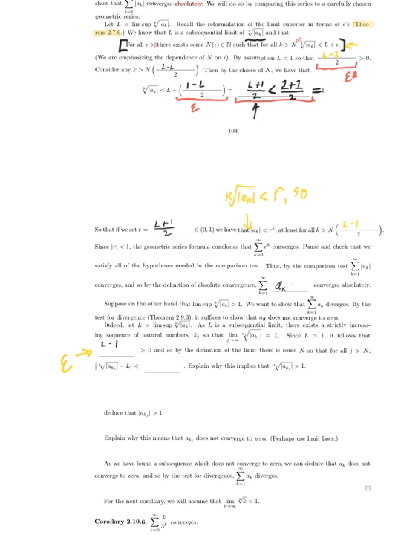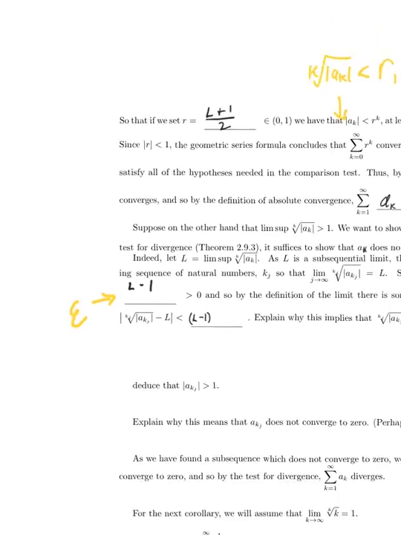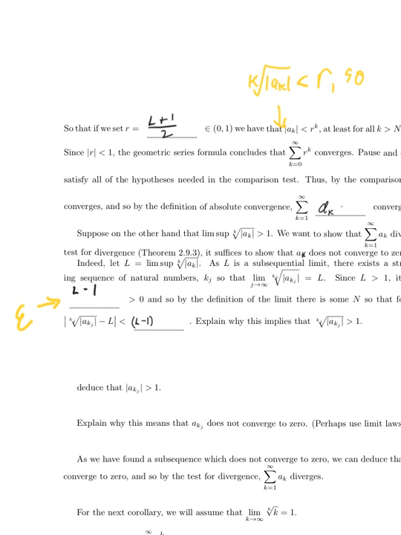So it follows that for all little j bigger than big N, the absolute value of the k sub jth root of a sub k sub j minus L is strictly less than L minus 1, though again, I'm leaving space because I'm not going to want that to be what goes there eventually. I want to explain why that means that the k sub jth root of a sub k sub j is bigger than or equal to 1. In fact, maybe I won't have to do any changing. Let's explain why that means that this quantity is bigger or equal to 1.